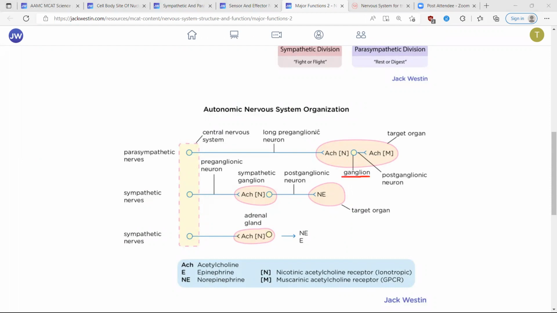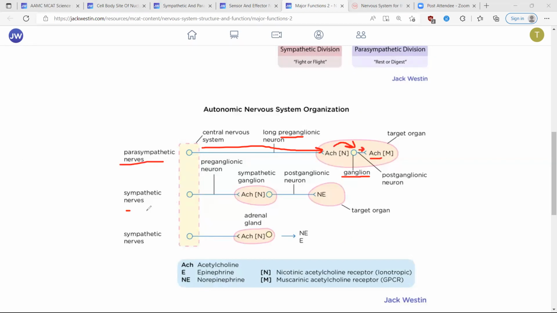So we have a long pre-ganglionic neuron, before the ganglion, and a signal goes through here. Once the signal hits here, it causes the release of acetylcholine. Once the acetylcholine comes out, it affects the ganglion, the cell's body here, and then that signal travels down a short postganglionic neuron, and we release acetylcholine directly to whatever organ we're trying to influence. That is how the parasympathetic nerves work.